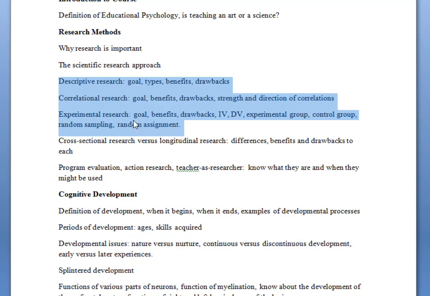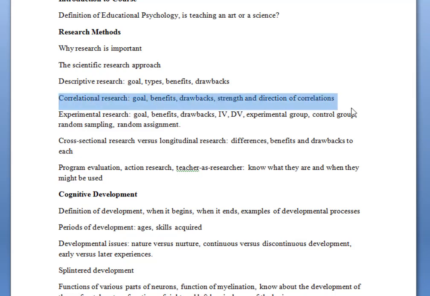So then after descriptive research or observational research, we talked about correlational research, about how we're saying that there are two variables that go together. They are co-related. So the goal of correlational research is to allow for prediction.